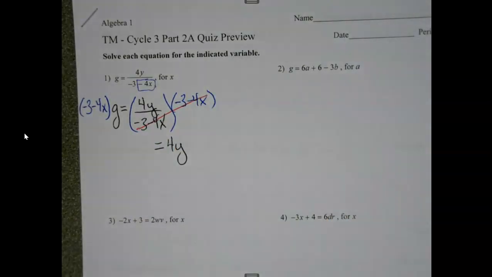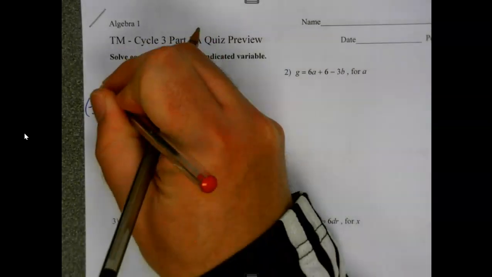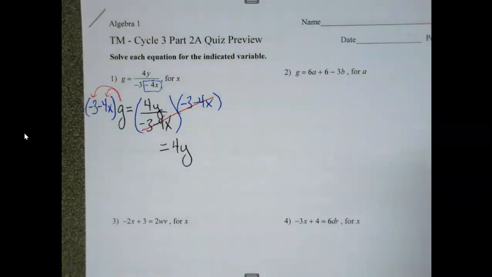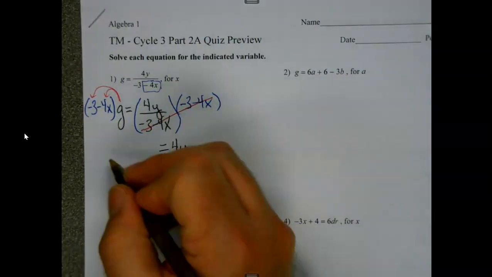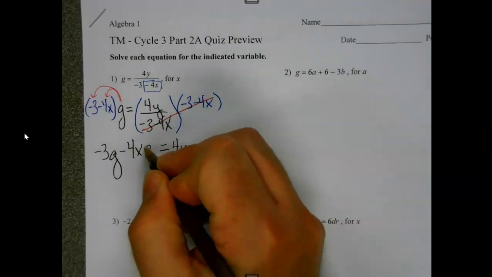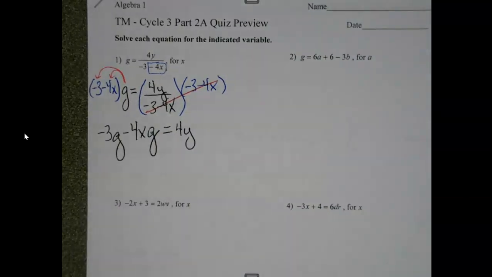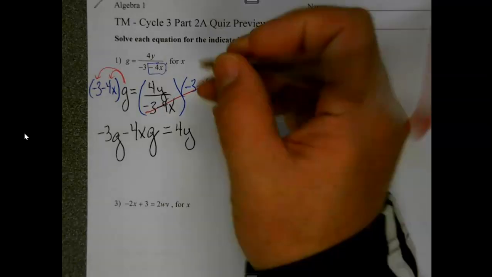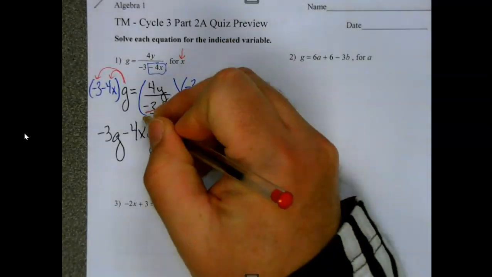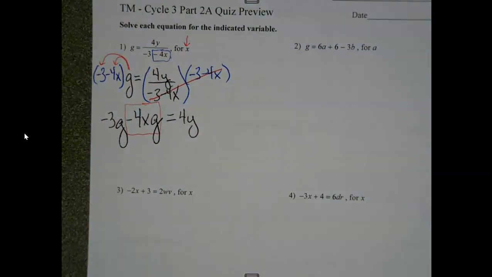And then over here on the left, I can get this correct. We're going to distribute that g through. So we got negative 3g minus 4xg. So good news, x is out of the denominator. Bad news, there's still a whole lot of stuff going on here. But keep the main idea in mind. That x term is still what we need to get by itself.